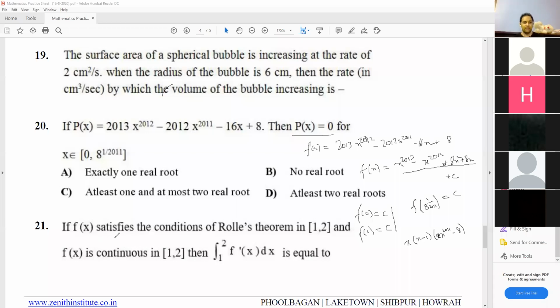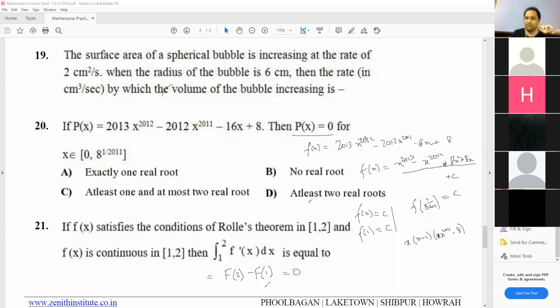अच्छा, next question number 21. If f(x) satisfies the condition of Rolle's theorem between 1 and 2, and f(x) is continuous between 1 and 2, so what will be the value of the integral from 1 to 2 of f dash x dx? 0. I hope ये तो सबसे हो ही गया होगा. What would be the integral of f dash x from 1 to 2? F of 2 minus f of 1. But if f satisfies Rolle's theorem, f of 2 will be equal to f of 1. So ये वाला value 0 आ जाएगा.